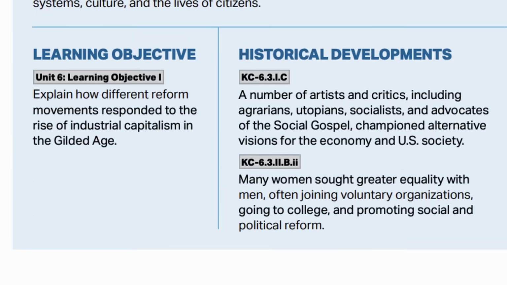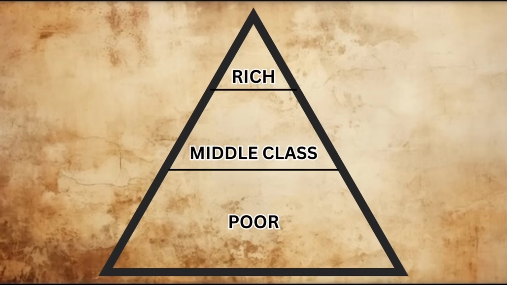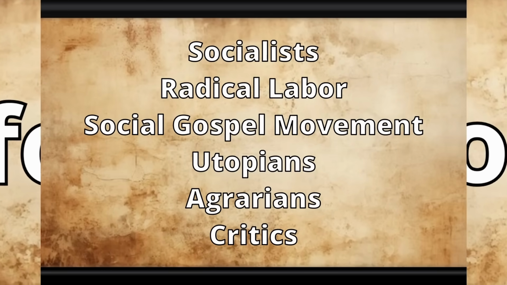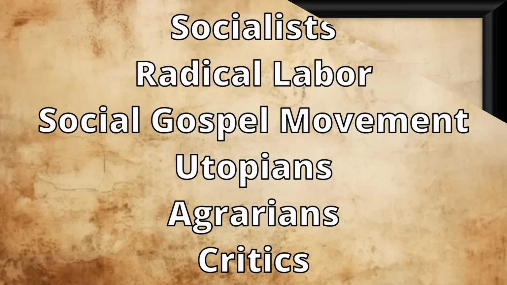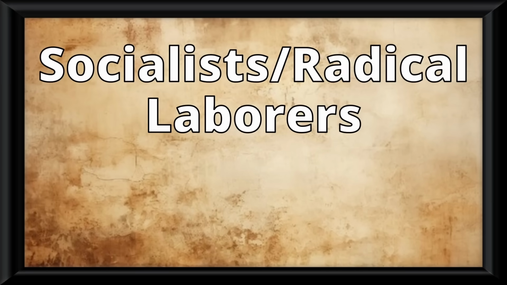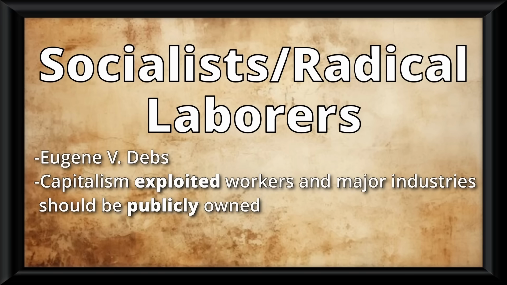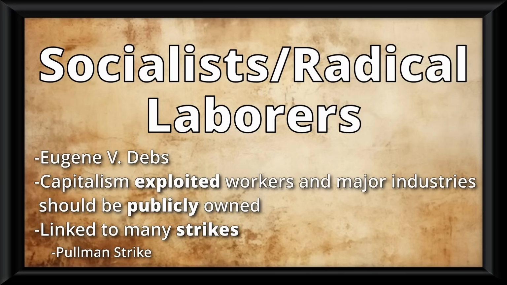The big idea with this topic is obviously with these horrible societal inequities, there are going to be lots of people beginning to push for reform. This will typically split into a lot of groups. We're going to talk about each of them. To start off, socialists and radical influential labor leaders like Eugene V. Debs argued that capitalism exploited workers and that major industries should be publicly owned. This group was linked to many strikes such as the Pullman one talked about in a previous video.